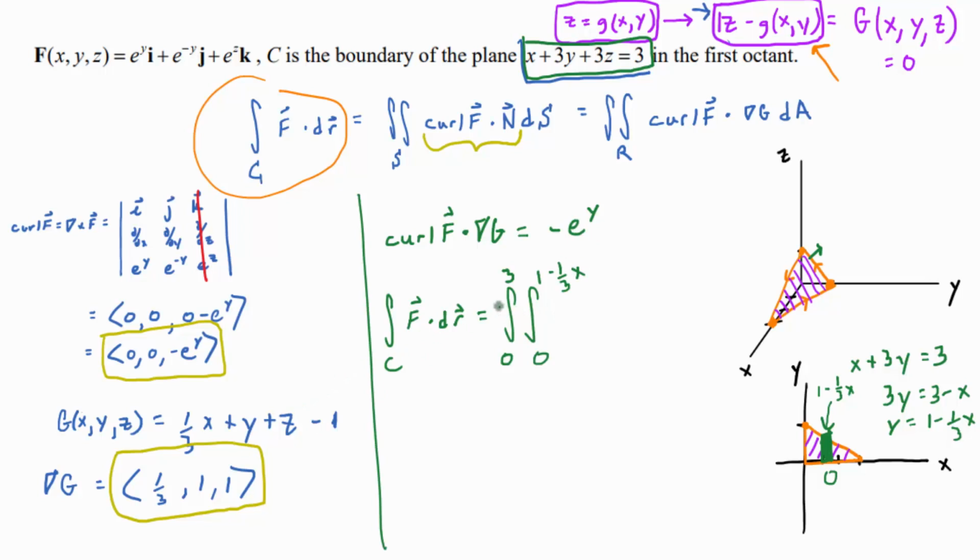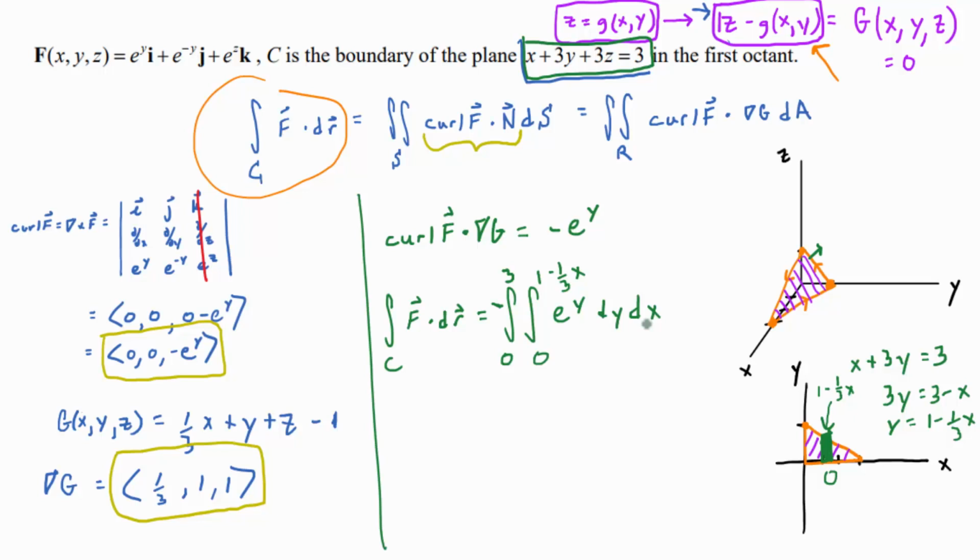Can I pull that negative out? Was it negative y? Yeah, no, it's negative e to the y. Okay. So a different component was negative y. Okay, that's what I'm thinking. And then dy dx.